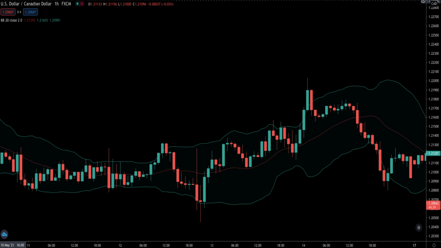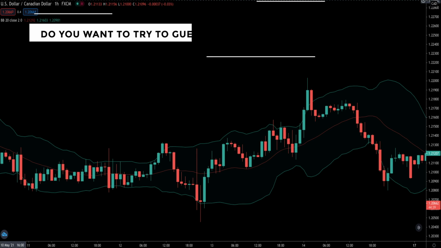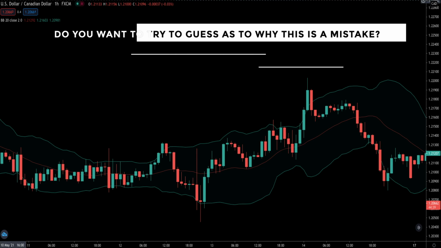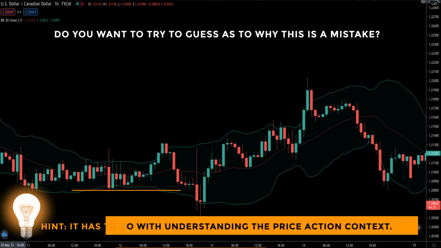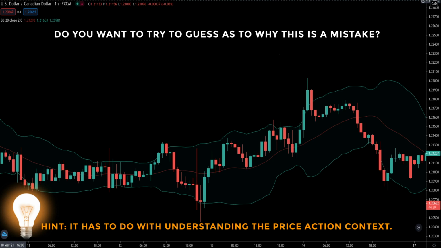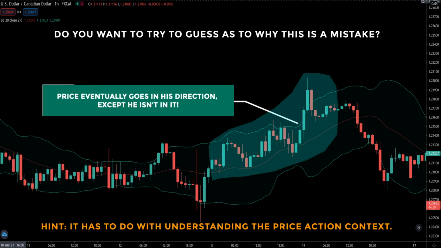And the sad thing is that he doesn't even know what's wrong with his approach. In fact, do you want to try to guess why this is a mistake? A quick hint for you, it has to do with understanding the price action context. If you do not understand the right price action context that is suitable for a Bollinger Band squeeze, you will lose money. That's something that you don't want, so it's very important that you listen closely and watch this video till the end so that you don't lose your hard-earned money.